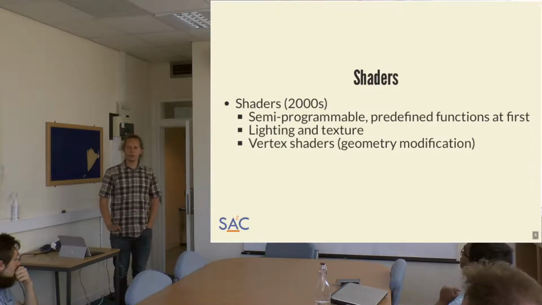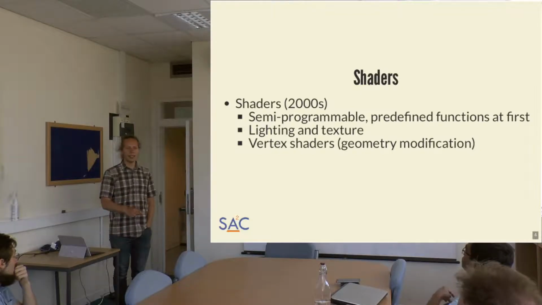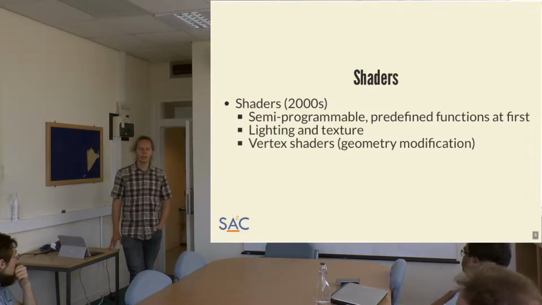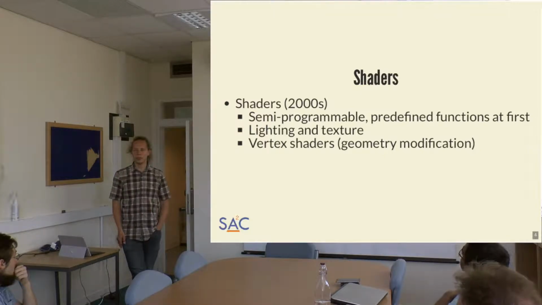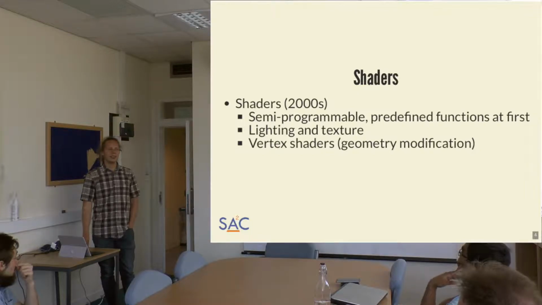So these are not extremely programmable at first, of course. Some predefined functions, and the point was that you can produce lighting and you can produce texture on the fly using essentially the same kinds of processing or cost-saving strategies that you use for the pixel processing and the rasterization. This is essentially the same concept. You have a lot of independent data that needs to be processed in the same way.